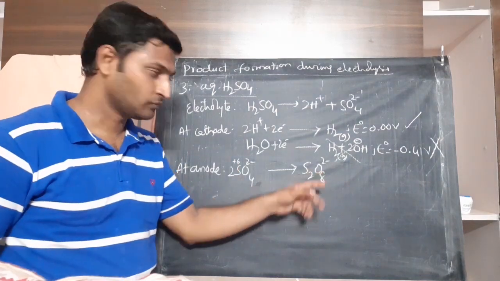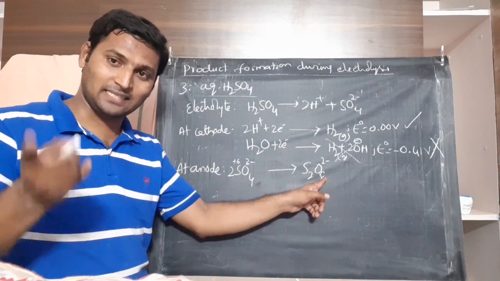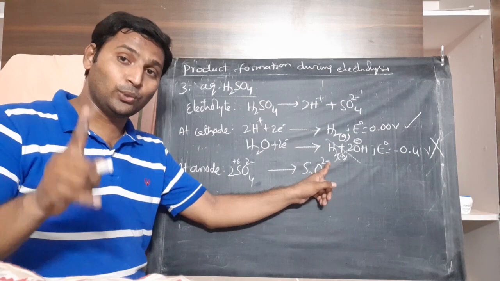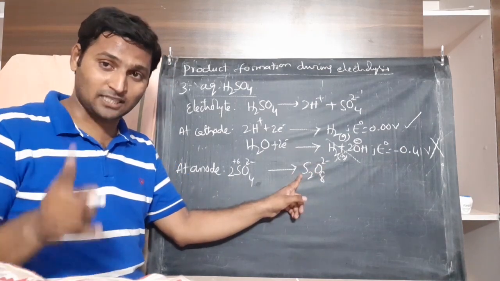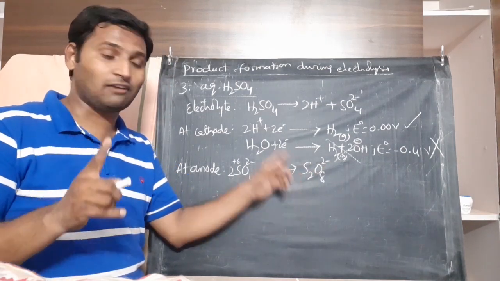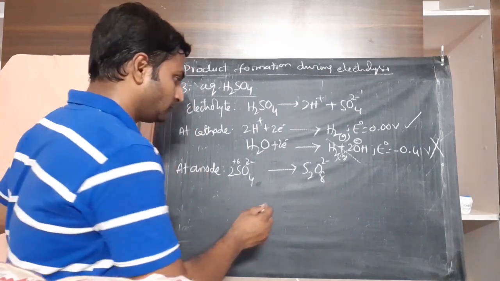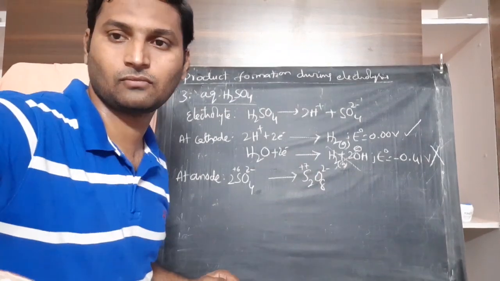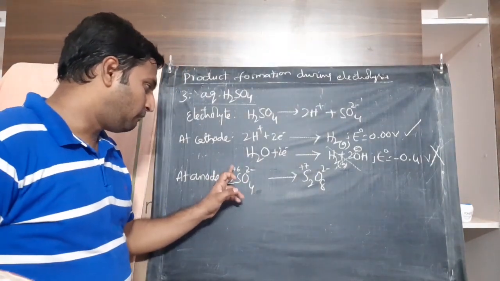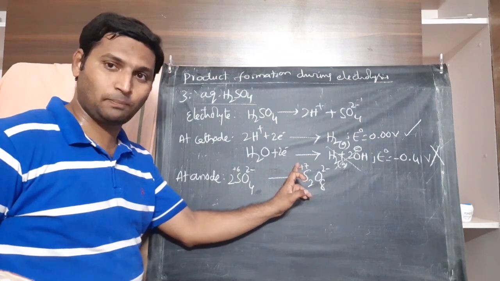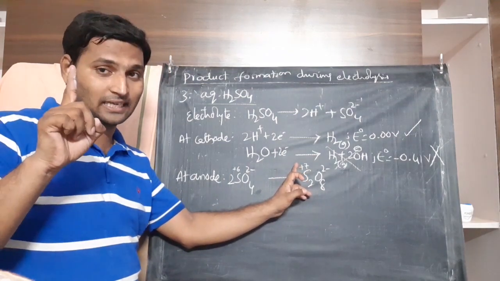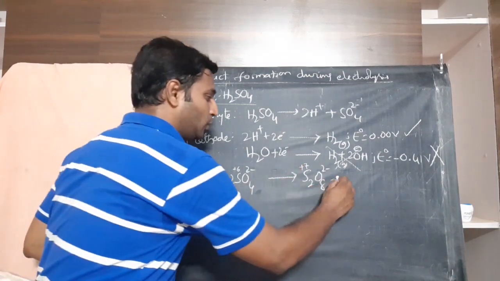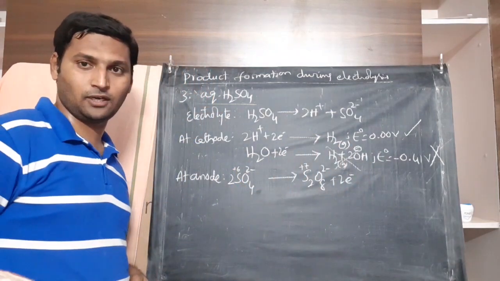Now come here. 8 into minus 2 will be minus 16. Minus 16 plus 2 will be minus 14. To neutralize, the 2 sulfur should have plus 14, means each sulfur should have plus 7. So from plus 6 state, the sulfur is changing to plus 7 state. That means oxidation number is increasing by 1 unit. Now each sulfur increases by 1 unit, 2 sulfur, so by 2 units. So it is 2 electrons involved.